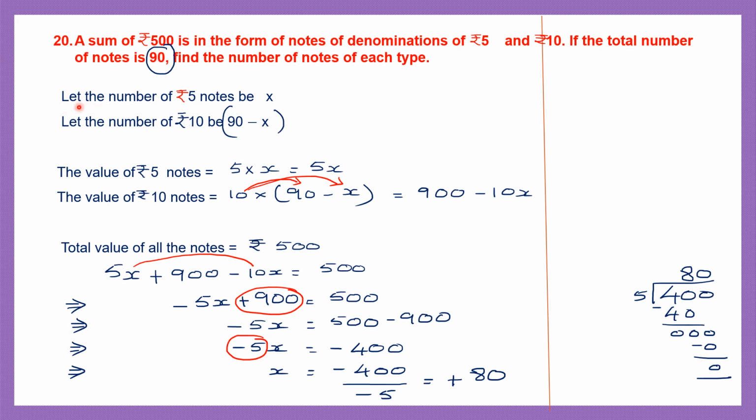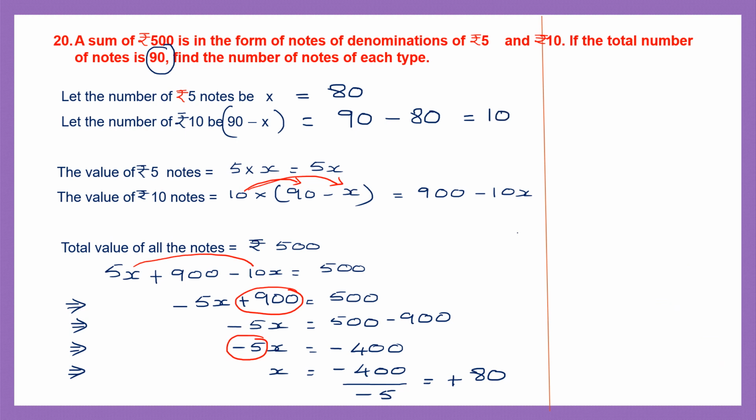So now let's go to the beginning of the question. We said let the number of 5 rupee notes be x, so we have just found out x. That means the number of 5 rupee notes is 80. So now we can find out how many 10 rupee notes are there. That will be 90 minus x. So 90 minus x means 90 minus 80, because 80 is x. So that is 10. So now we have our answer.